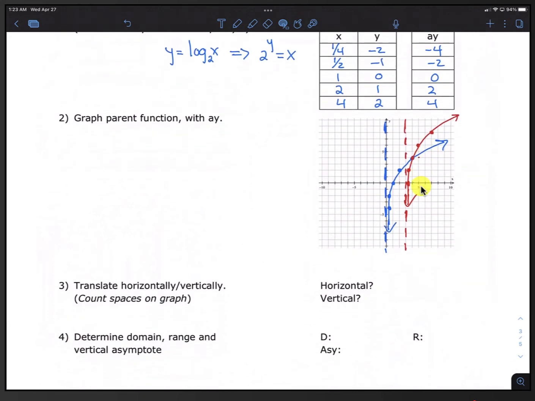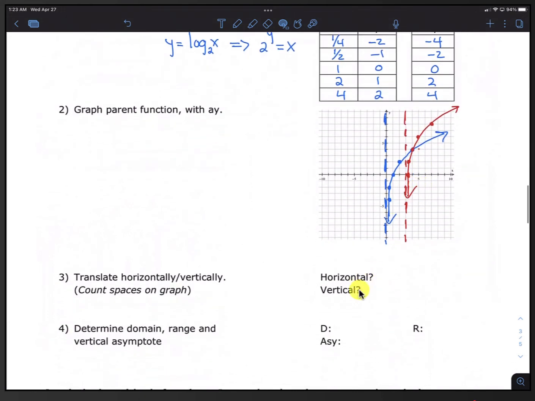All right, and then let's answer the questions here at the bottom. Horizontal and vertical is just asking for the horizontal and vertical movement. Horizontal is to the right 3 and the vertical was up 4. Our domain is going to be from the vertical asymptote to infinity. So that's going to be from 3 to infinity. Range, since the graph goes down and up forever, is negative infinity to infinity. And the vertical asymptote is at x equals positive 3.